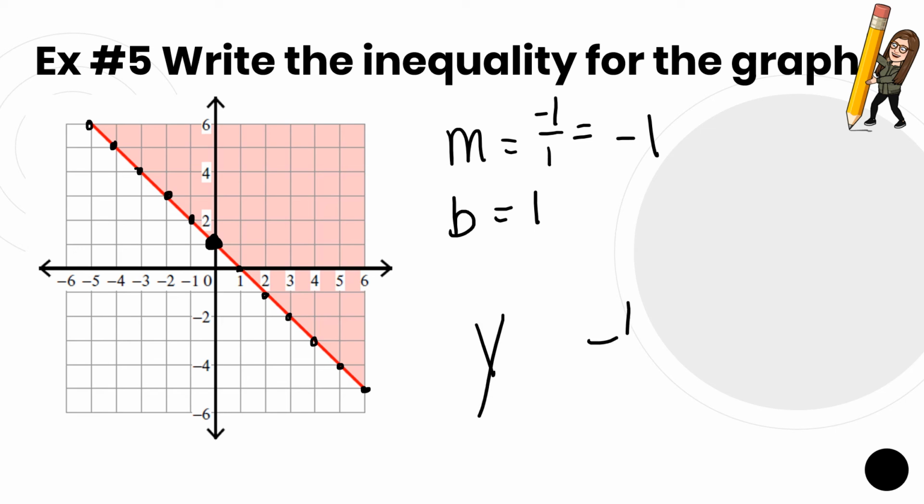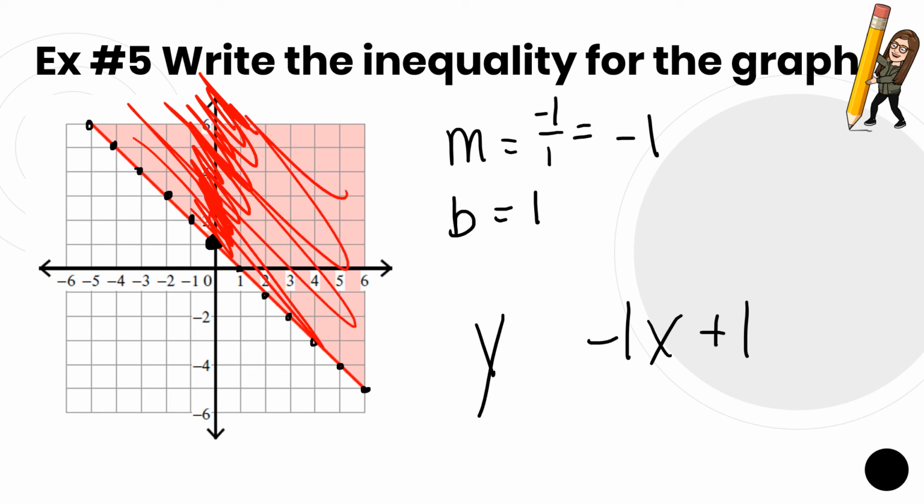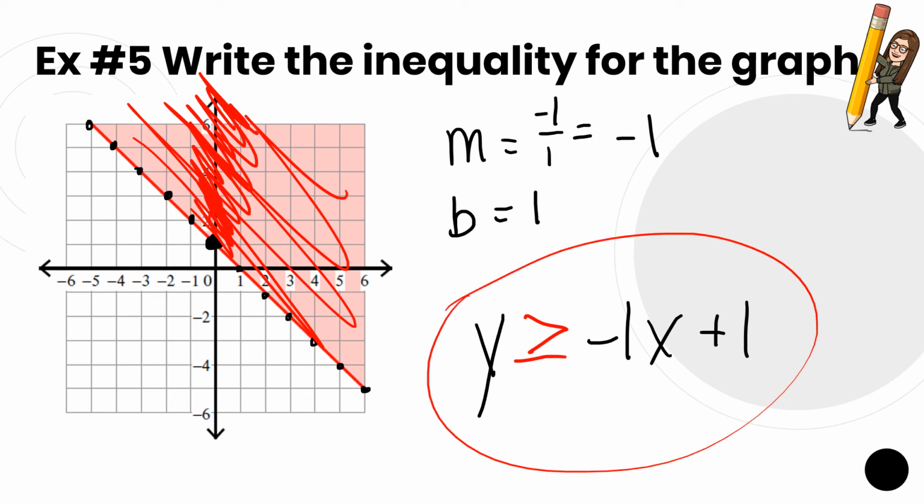I'm going to stick with that for my inequality. y equals mx plus b. More specifically, let's take care of our inequality symbol. We shaded above the y-axis, above the y-intercept, above the line. If it's above, it's greater than. The line is solid, so we also need an or equal to.